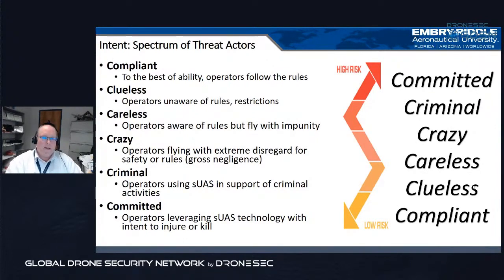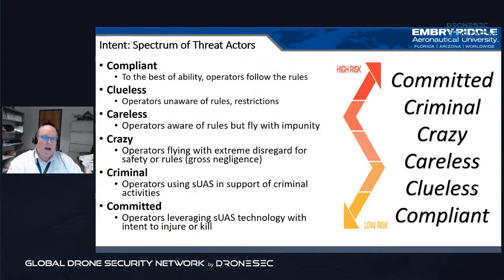don't really care. The crazy, those that are doing extreme disregard, they are flying with a level of negligence involved. Those that are criminal, that are supporting some sort of criminal operation. And finally, the committed, and we're going to basically consider these the terrorist or domestic terrorist, if you will, that have full intent of using the technology for some sort of an illicit purpose with the intent of harming or killing. And I think we see that spectrum being a very important element when we start looking at unmanned aircraft system threats.